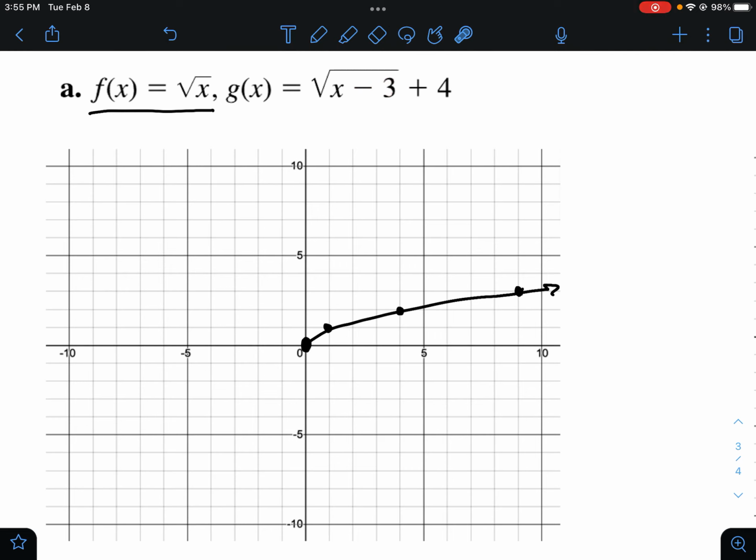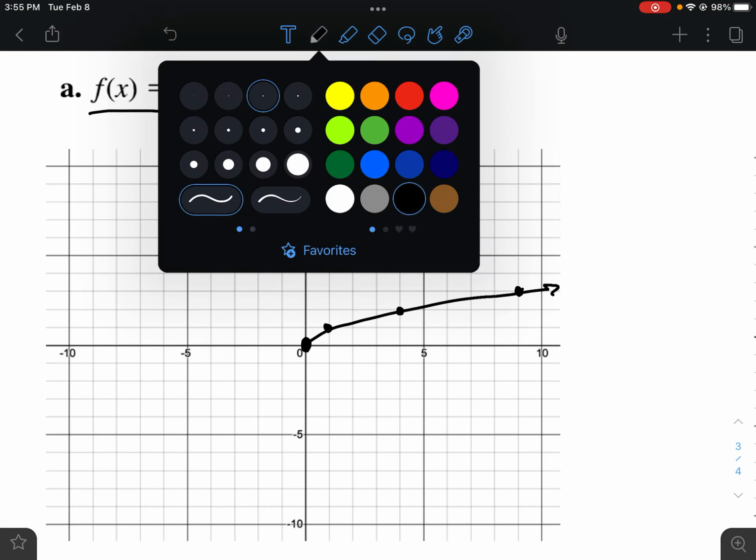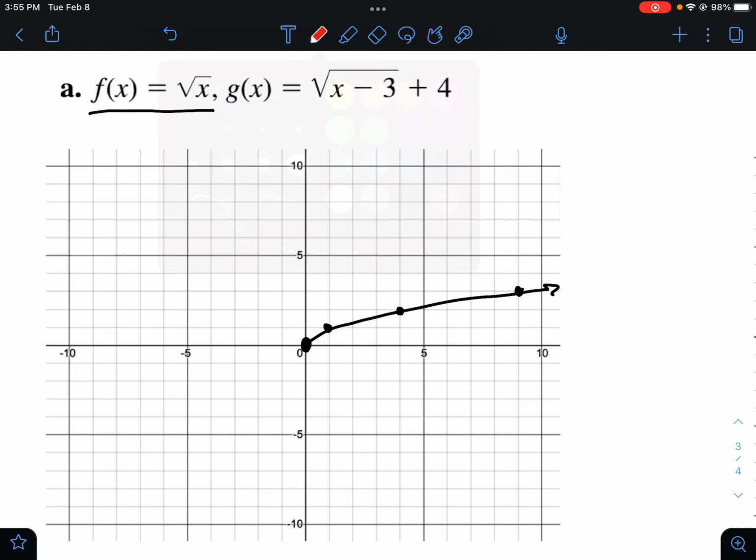And so what I'm going to do here is this transformation. Since it's on the inside, it's left and right. This will be right 3 and then up 4. So I'll do my new one in red. I'm going to go right 3, up 4. Here's my new origin. And so I can make this point 1, 1, and then I have 4, 2. So 1, 2, 3, 4, 2. And I can graph my radical there.